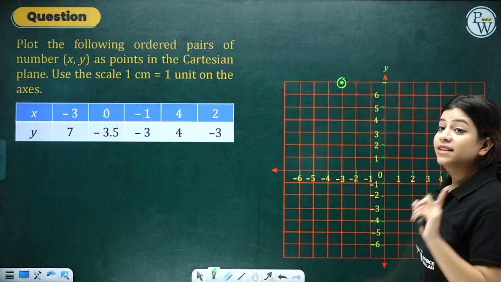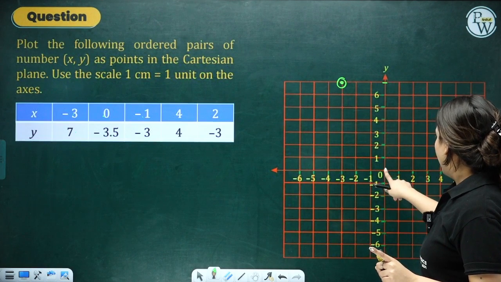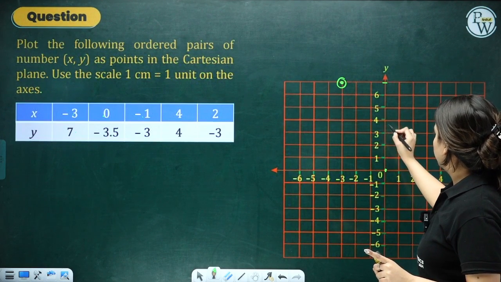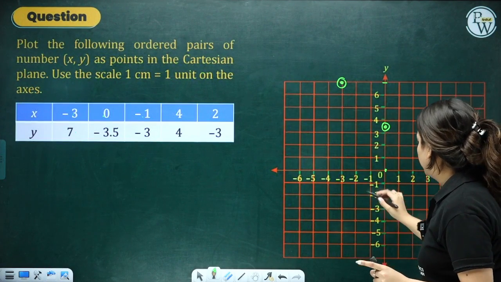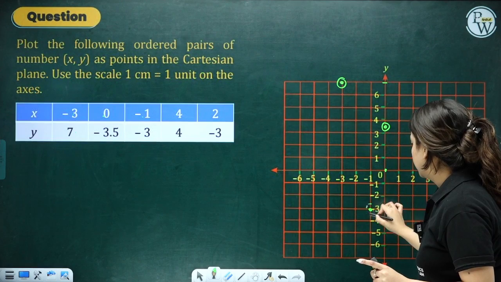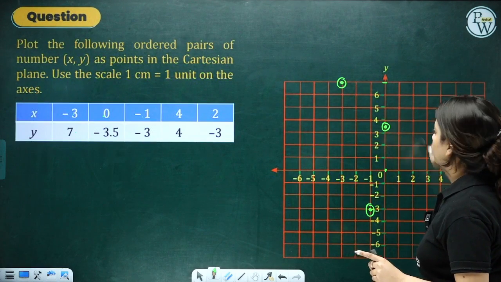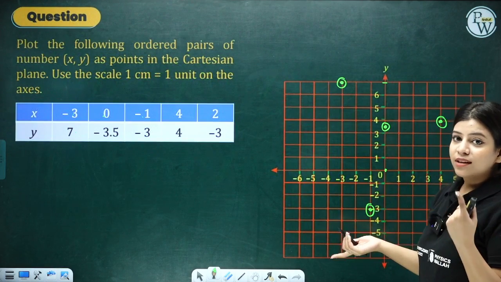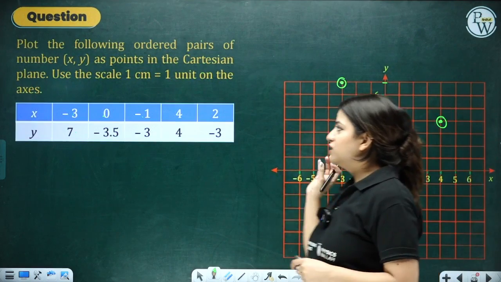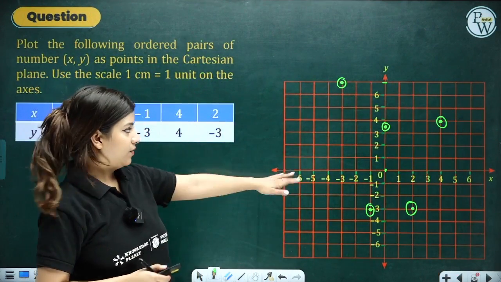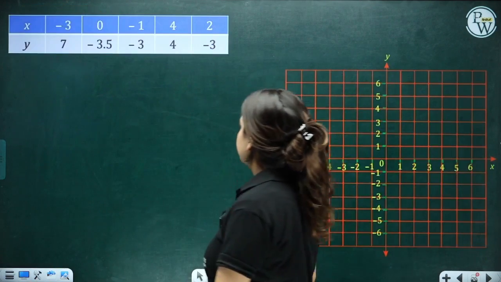x is 0, y is -3.5. x is 0, that is over here, and y is -3.5, so it will lie somewhere here. Then we have (-1, -3). That will lie somewhere here, right? Then we have (4, 4). Both are positive, in the first quadrant here. Then we have x positive, y negative, that is in the fourth quadrant. So this is how we locate the points that are given to us on the plane that we have, right? Okay. Let's see the next thing.